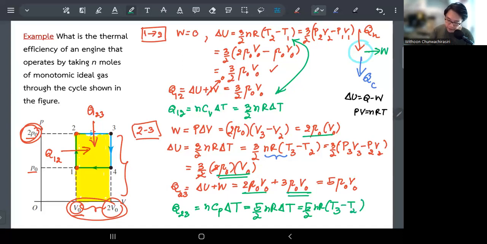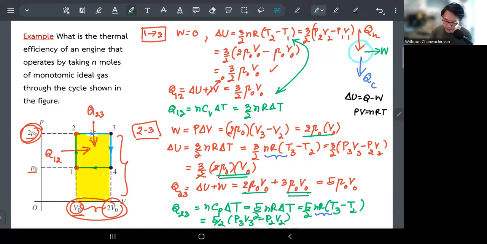And even though you don't know the temperature, we do the same trick again. nRT is just P times V. So it's going to be, I think you know what the end of this one is, 5/2 P at 3, V at 3 minus P at 2, V at 2. All right then.